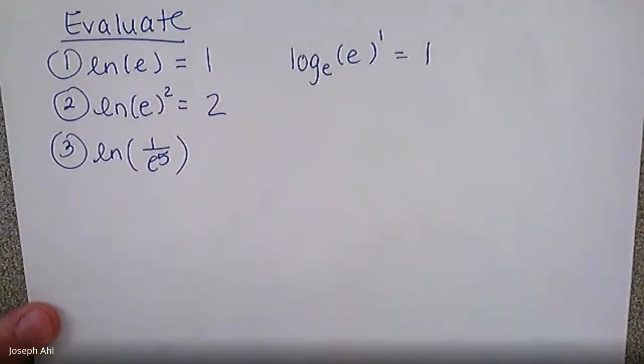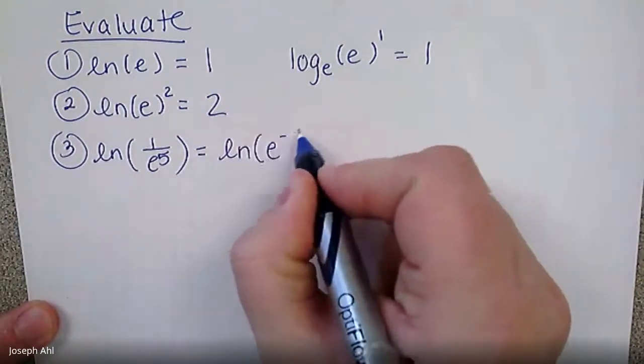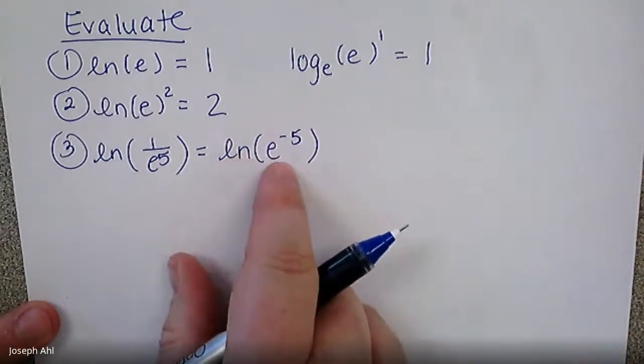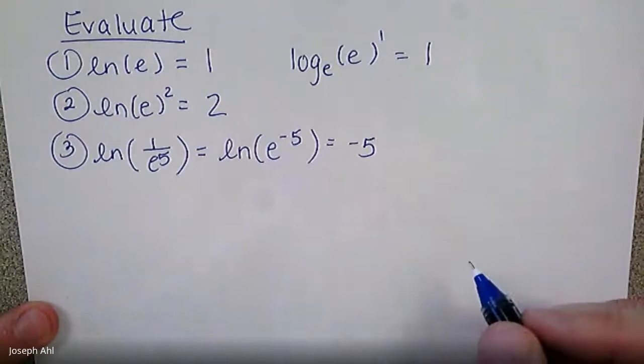Maybe we don't like that one as much, but when it's e to the 5th in the denominator, why don't we write this as e to the negative 5th? Okay, so now that I have this base e written with that exponent negative 5, the answer there is negative 5.